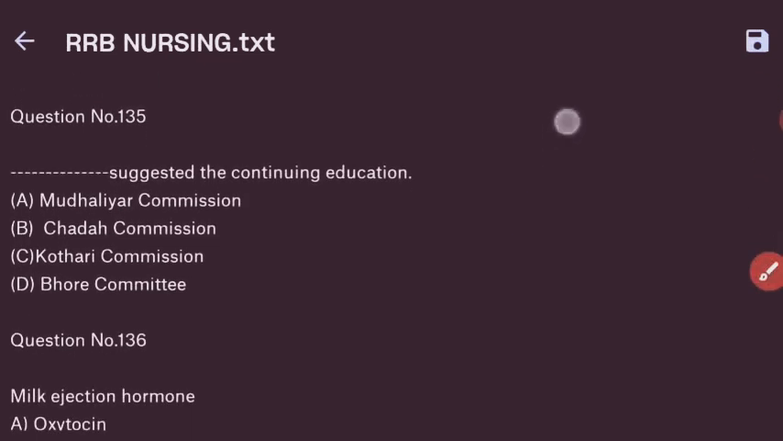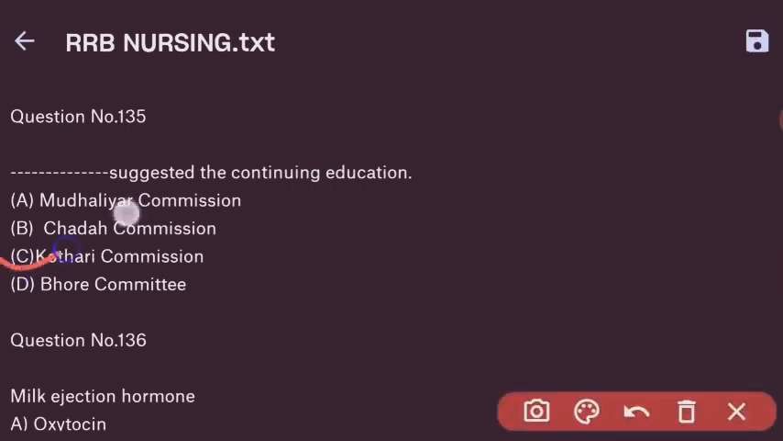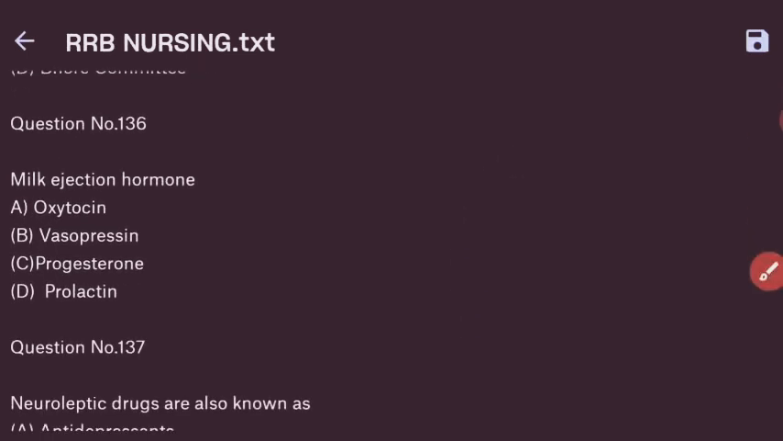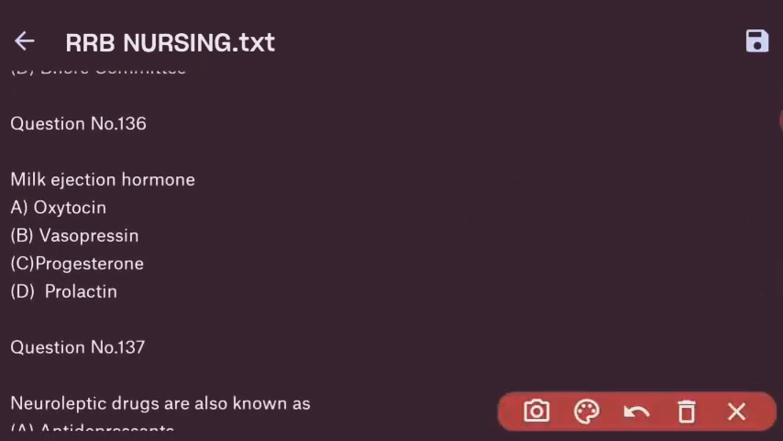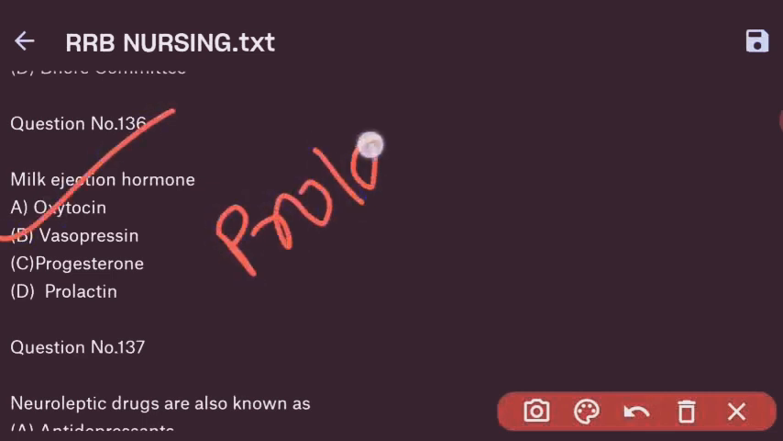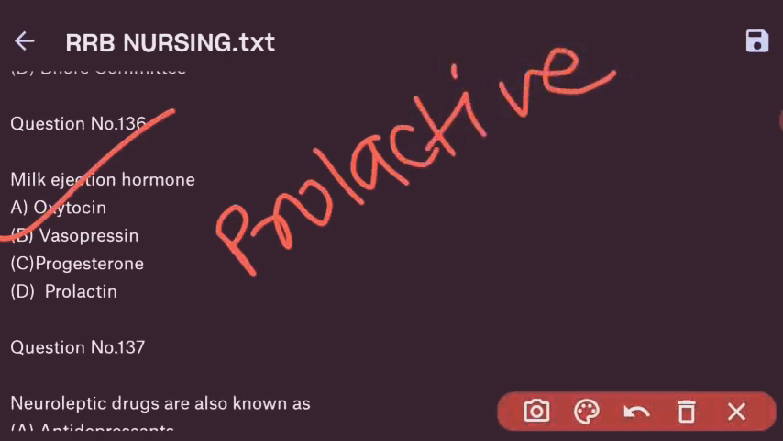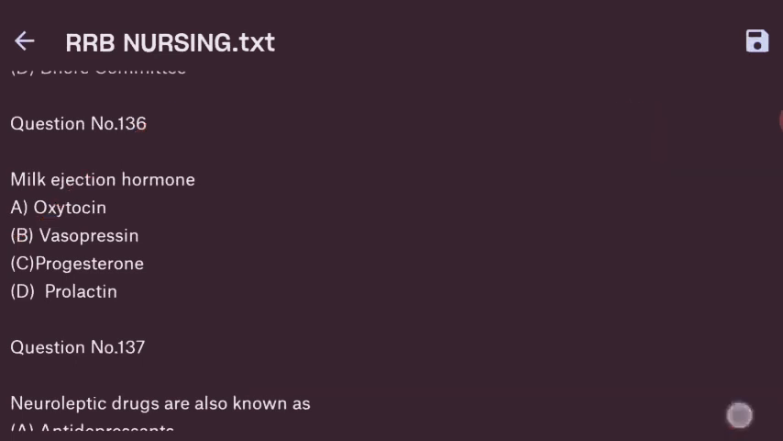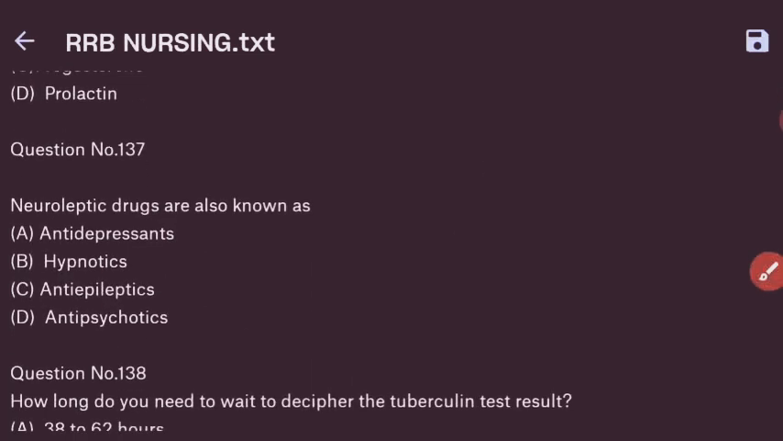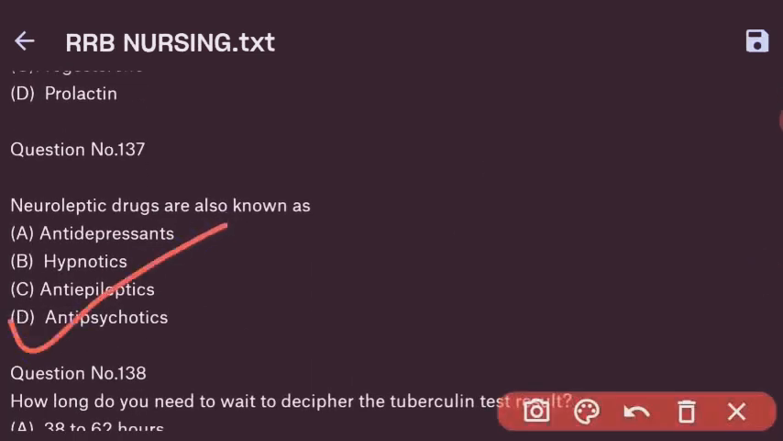Next question. Who suggested continuing education? Here our right answer is the Kothari Commission. Okay, C is the right answer. Next question. Milk ejection hormone. Here the milk ejection hormone is oxytocin. Prolactin is the milk production hormone, and oxytocin is the milk ejection hormone. Next question. Neuroleptic drugs are also known as antipsychotic drugs.